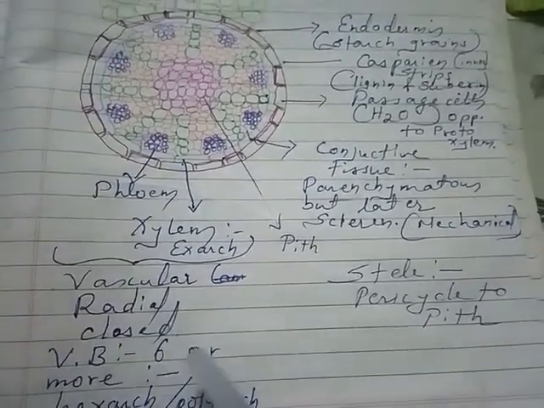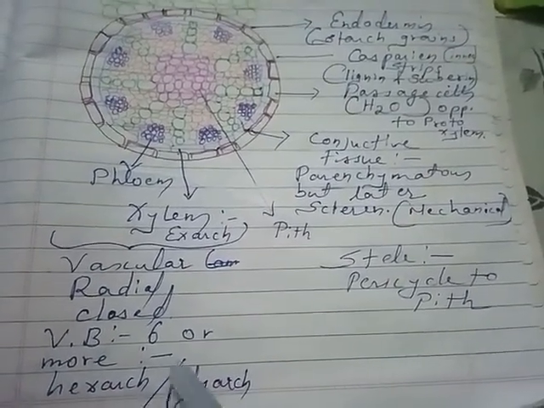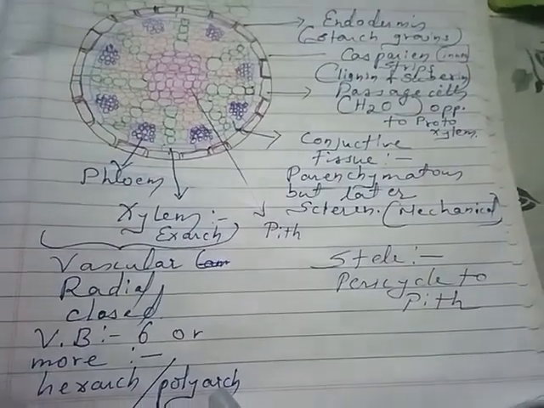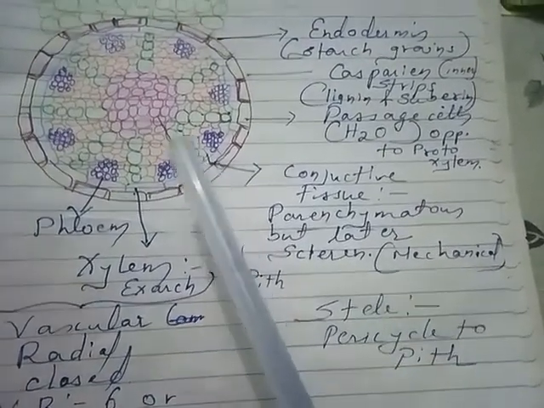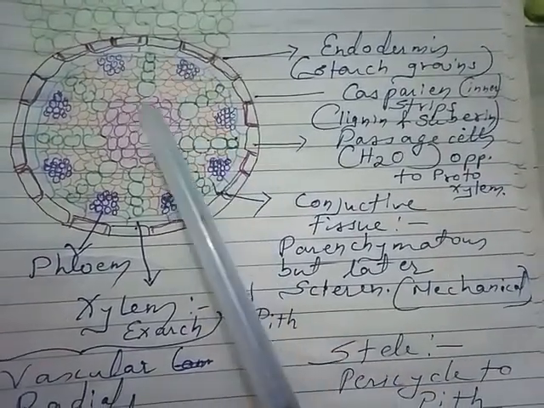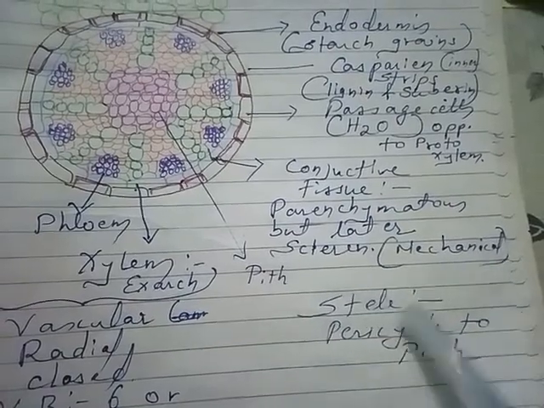And here vascular bundles are more in number, so it is called hexarch if 6 are present, or polyarch if many are present. And the stele region is from the pericycle till the pith. That much region is called the stele.